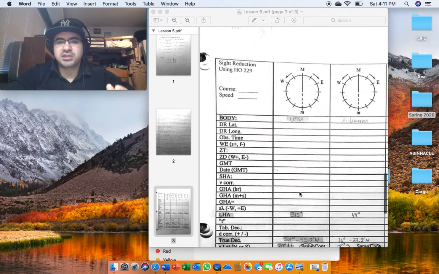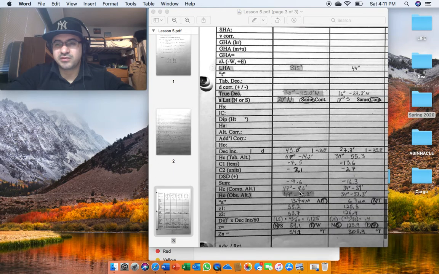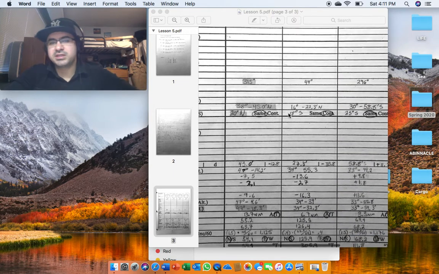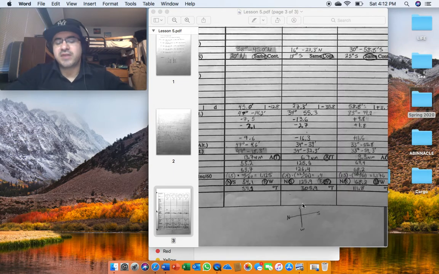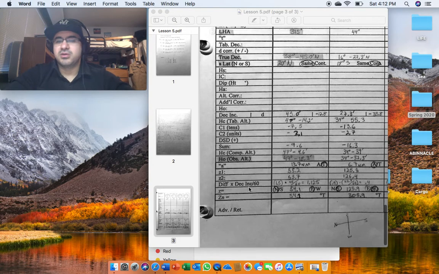And if you did all of this, these 3 right here, you can advance or retard them whichever way they want you to do it, and now you know how to plot it. So you know how to do this part.